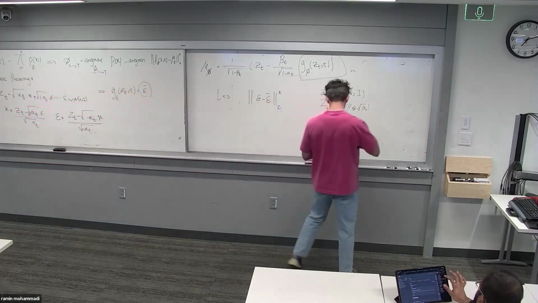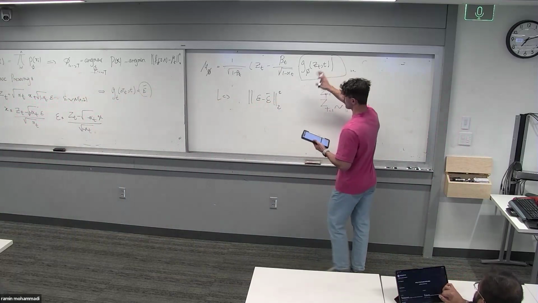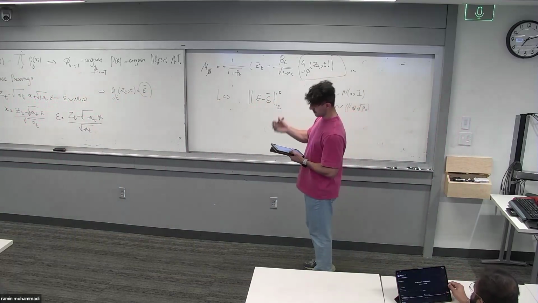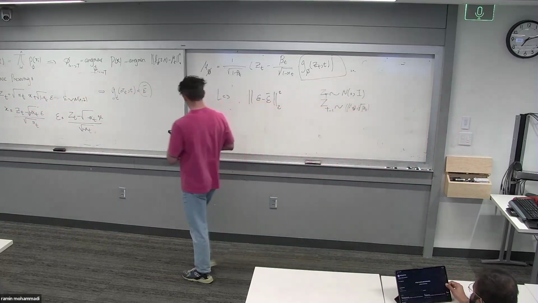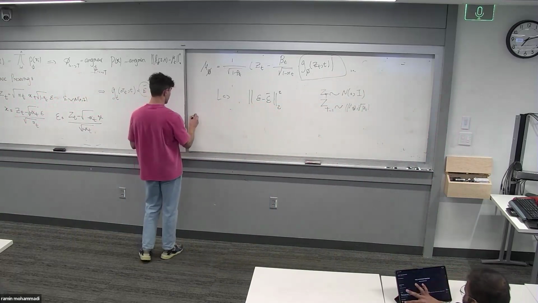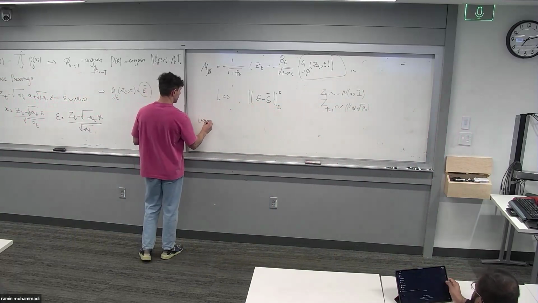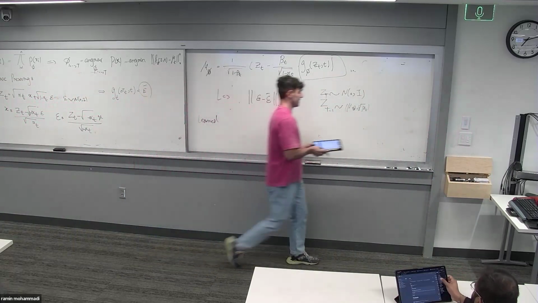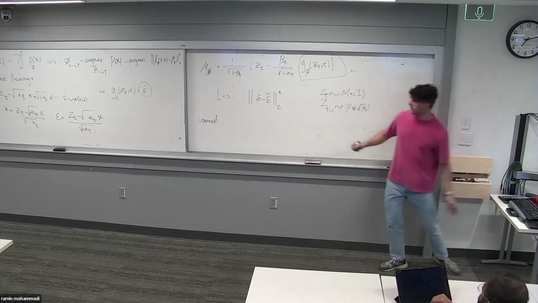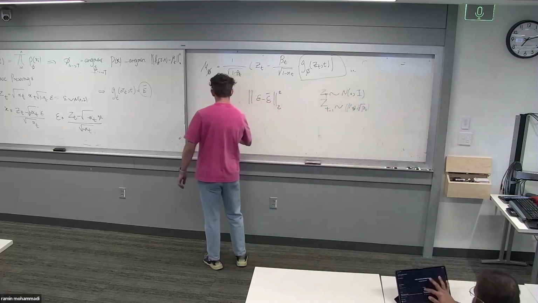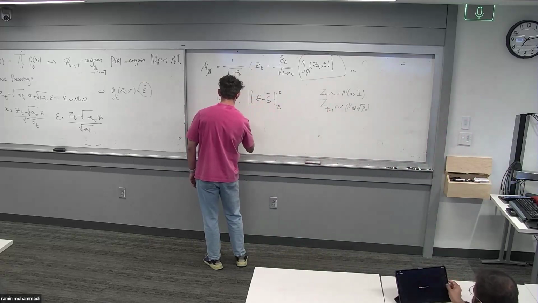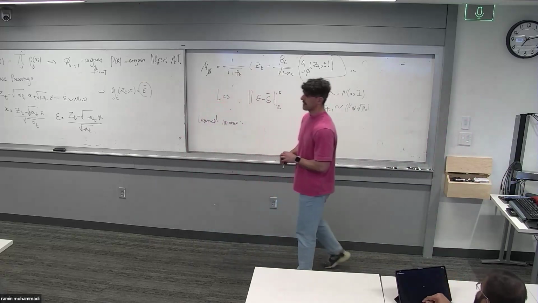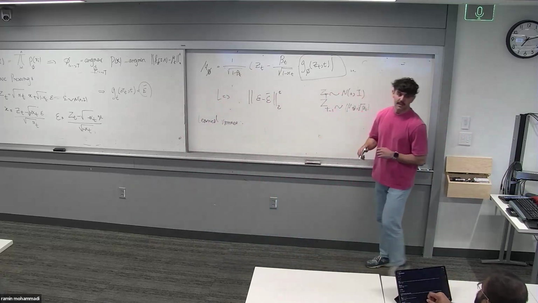Okay, so these are all basically variance preserving. There are two other versions. One is called learned variance. I'm just going to write it.